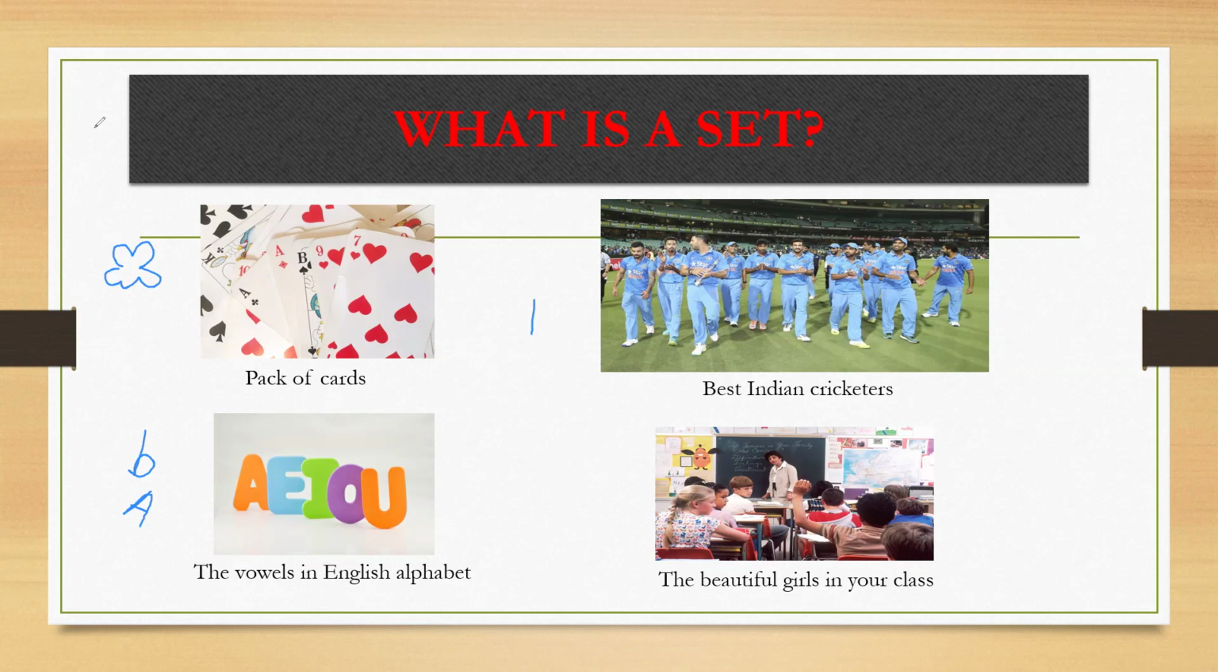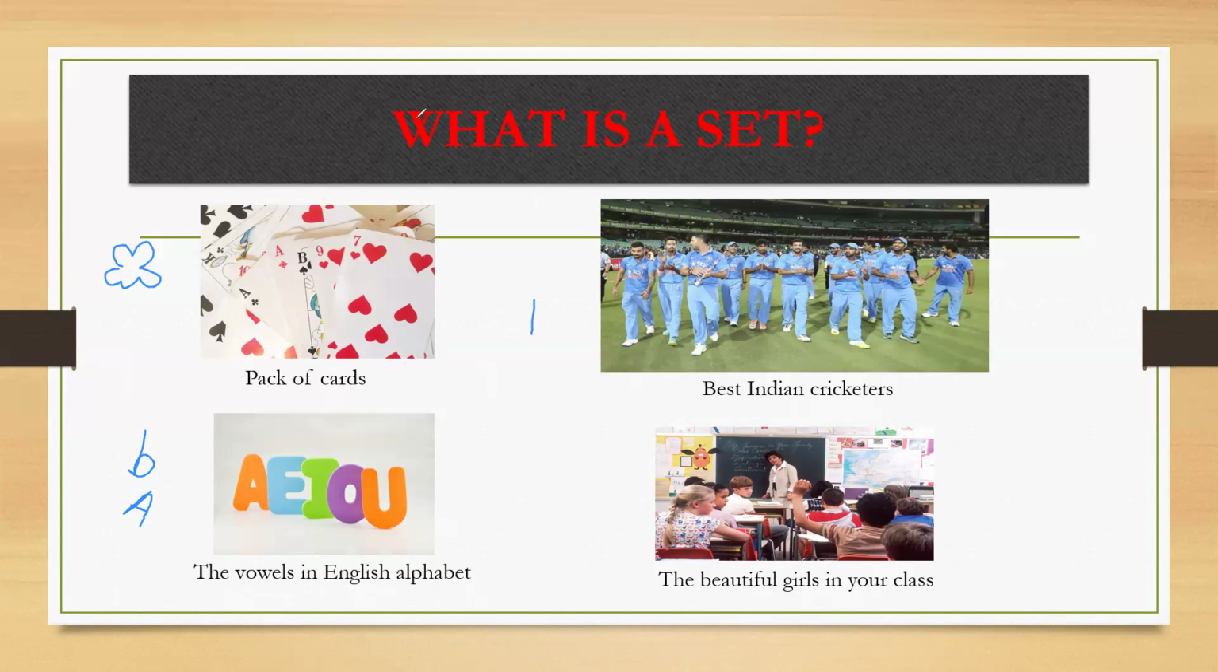Clear? So there are some collections which are well defined, and this term which we used now is called well defined. That is, we are able to say whether a given object is in that collection or not. But these two sets, the collection of best Indian cricketers and the collection of beautiful girls in your class, they are not well defined.